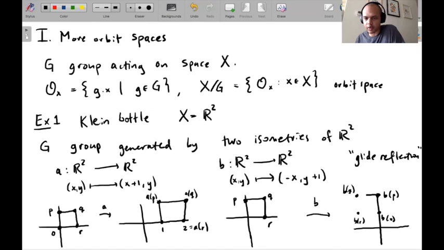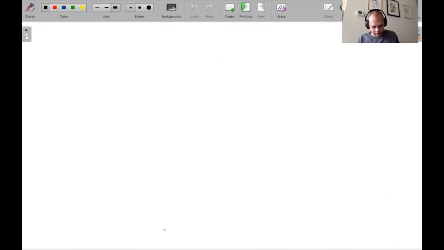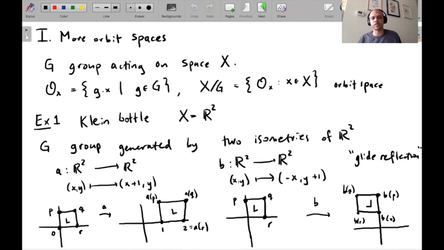So now we get a square on the other side of the y-axis. And the orientation has changed. If we had labeled this like this, then the image looks like this, whereas here the orientation is the same. Okay, so that's our group. Our group is generated by these two elements.